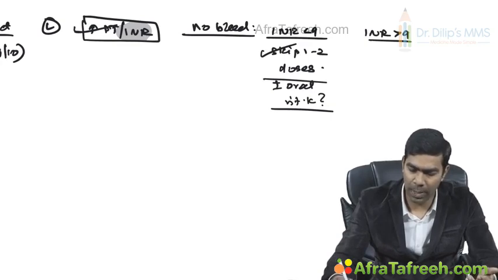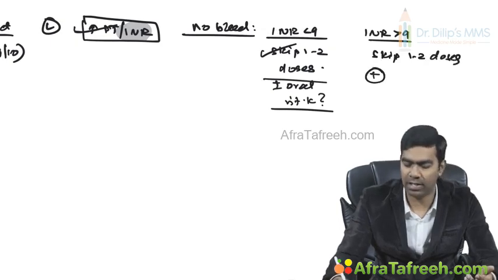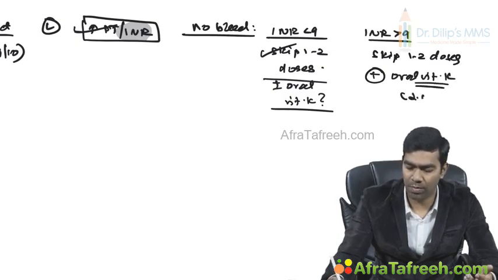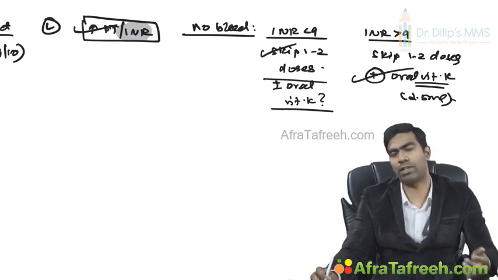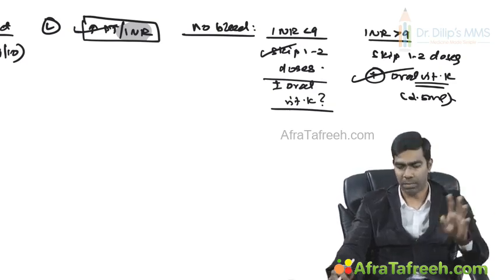Then INR more than 9, definitely you have to skip warfarin for a few doses, skip 1 to 2 doses, plus at the same time, definitely in this condition, you have to give oral vitamin K. Oral vitamin K, typically we give a 2.5 milligram dose. This is for sure you have to give, because INR is very, very high, more than 9. So anytime the patient might bleed.